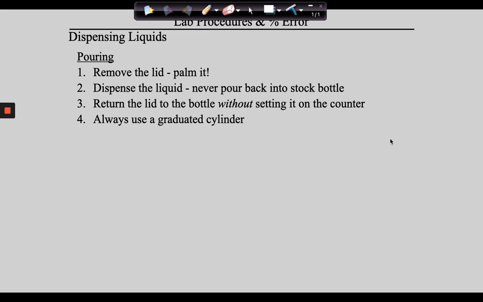If you need some liquid, and I'll just grab the one that's just water, what you're going to do is screw the lid off the bottle, and then put the lid in your dominant hand. This is called palming the lid. Then you trap the lid between your palm and the bottle, and now that bottle and that lid will never be separated.